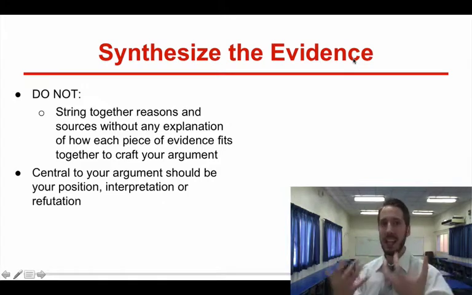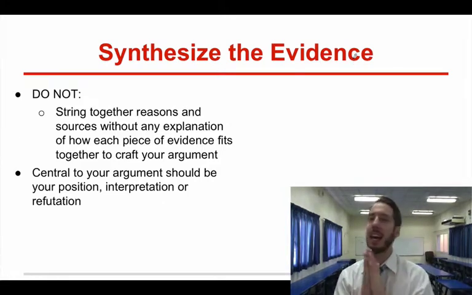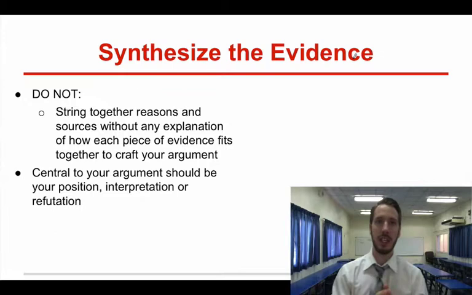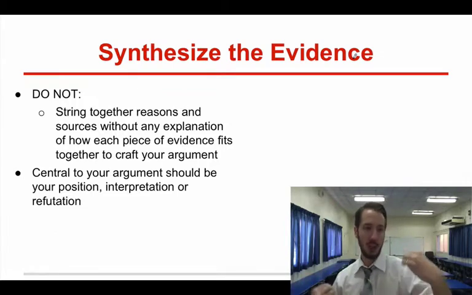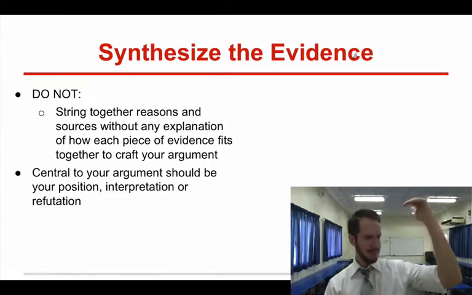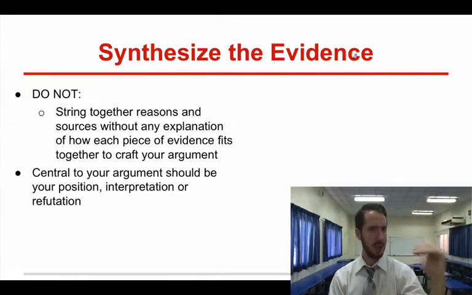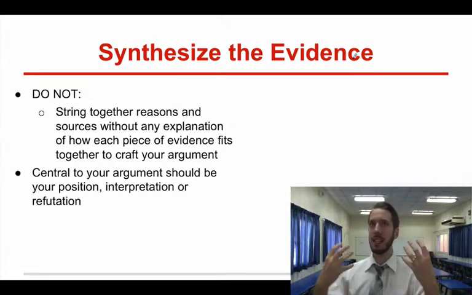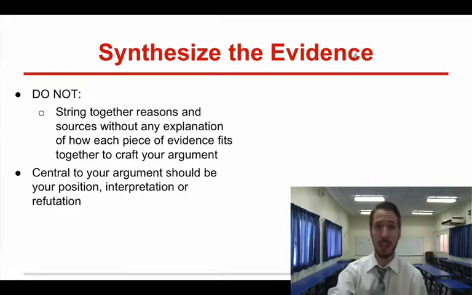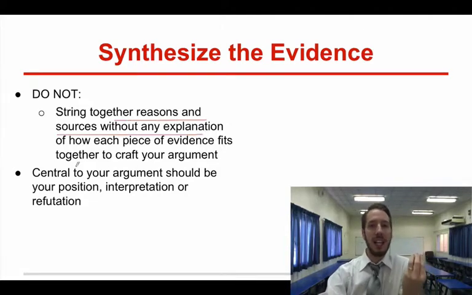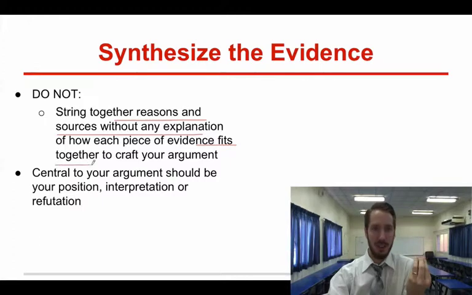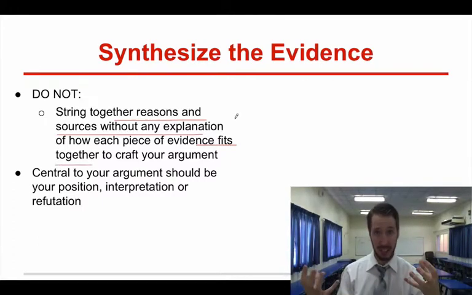Now, when you're writing this, make sure you're not, and I had a lot of issues with this with my US history class when we were first starting to write claims and reasons and evidence, is my students would just give me a quote, then give me another quote, then give me another quote, then give me another quote, without much of an introduction, without connecting the quotes together at all, and not really thinking about the claim that they were trying to make originally. So don't just string together reasons and sources without explaining how they fit together. Everything has to be cohesive.